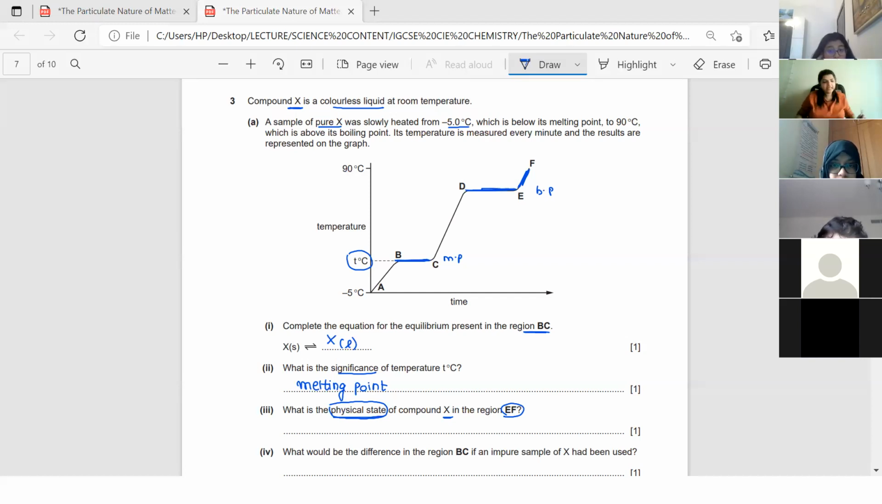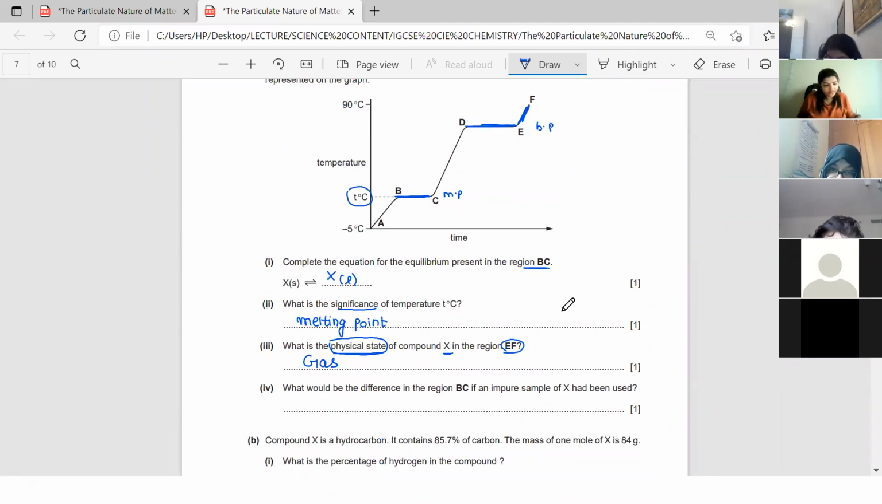Okay. So yes, EF, since DE is its boiling point, so boiling point means EF will completely be gas. Okay, now this question, which is the last one we had discussed just now: what would be the difference in the region BC if an impure sample of X had been used?